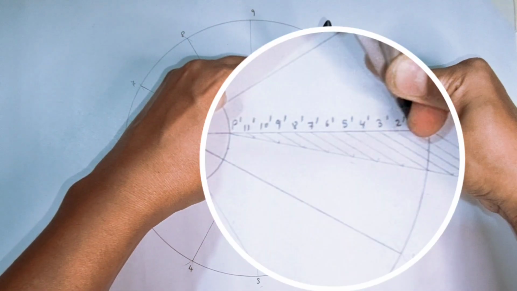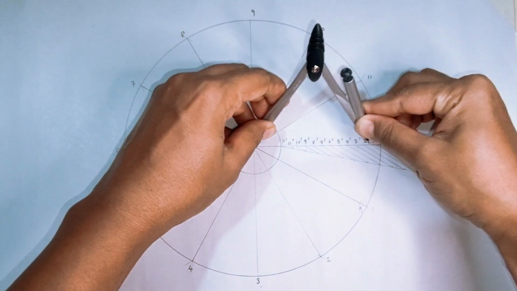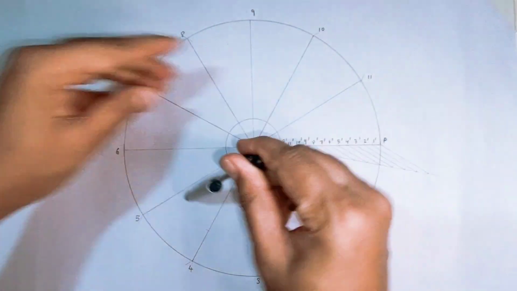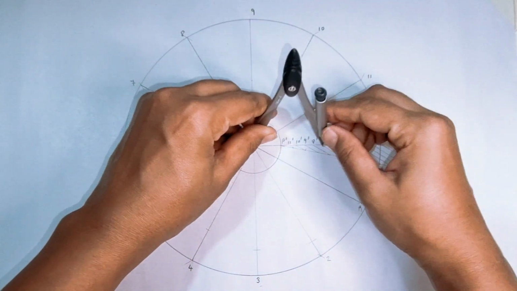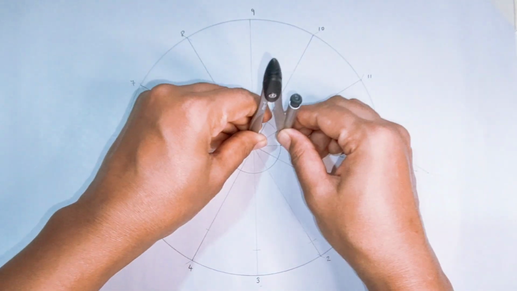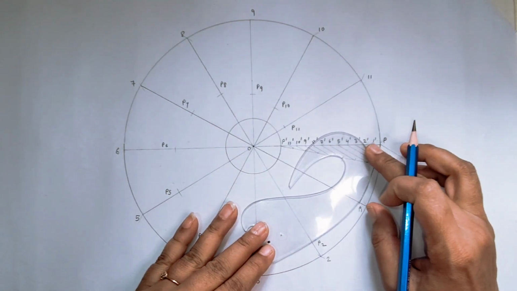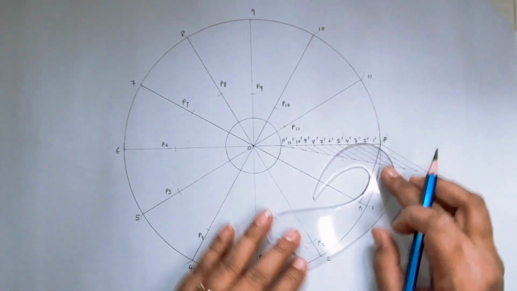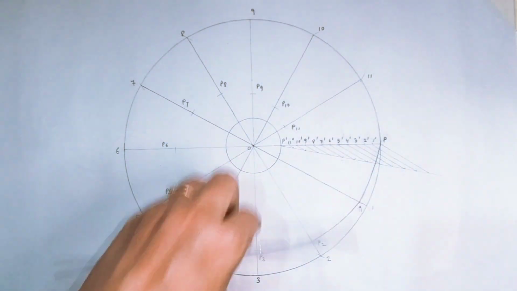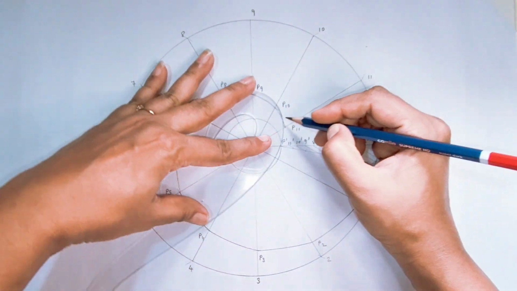Next step, with center O and radius equal to O1 dash, cut the arc on radial line O1 and locate the point P1, and repeat the same procedure for the remaining points. Similarly, locate P2, P3 up to P11. Now join all the points with the help of a smooth curve to get the Archimedean spiral.